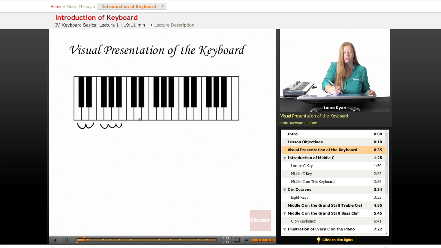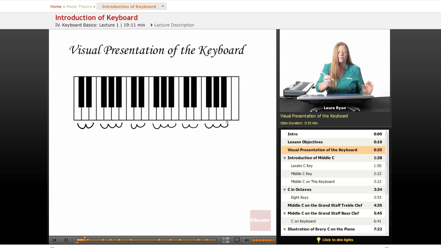1, 2, 3, 4. This is a really fast and easy way to glance at the keyboard and understand how it's laid out. These white keys are surrounding 2 black keys. These white keys, the set of 4, are surrounding 3 black keys. So 1, 2, 3 white keys, 2 black keys, 1, 2, 3, 4 white keys, 3 black keys. And this pattern repeats over and over and over.